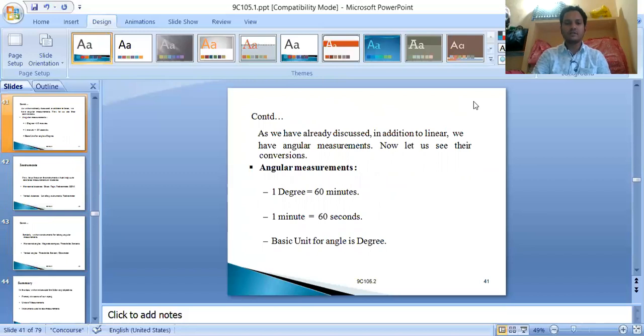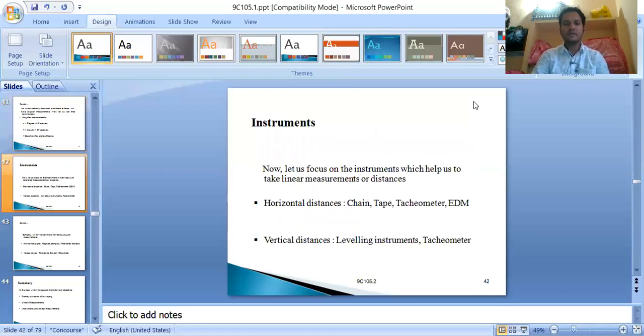As we have already discussed, in addition to the linear, we have angular measurements. Now let us see their conversions. We know already 1 degree is 60 minutes. 1 minute means 60 seconds. Basic unit for angle is degree. Now, till now we have learned the different types of measurements, linear and angular.